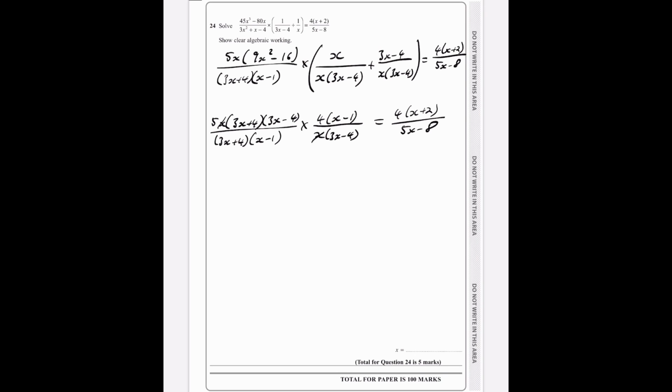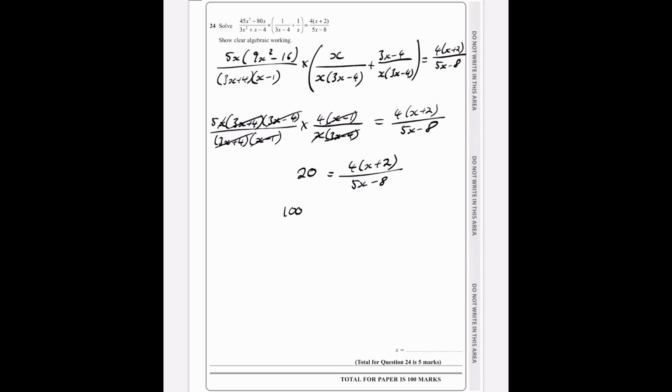I'm going to cancel x and x there, I'm going to cancel a 3x plus 4 and a 3x plus 4 there, I'm going to cancel x minus 1s, I'm going to cancel 3x minus 4s. I'm actually only left with 5 times 4 in the numerator. So it all simplifies to 20 on the left hand side.